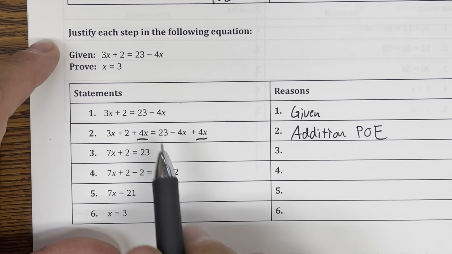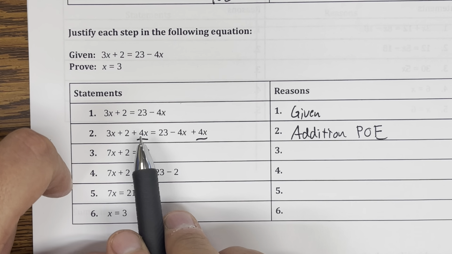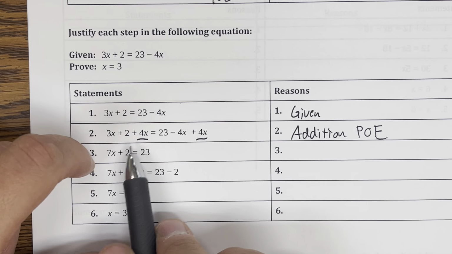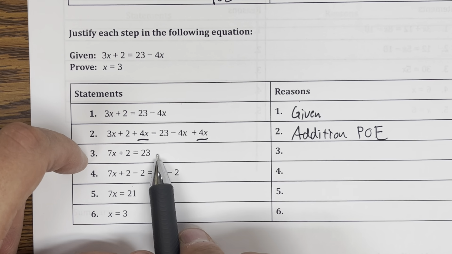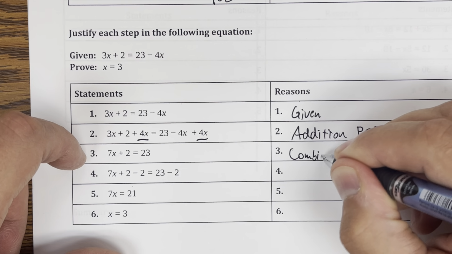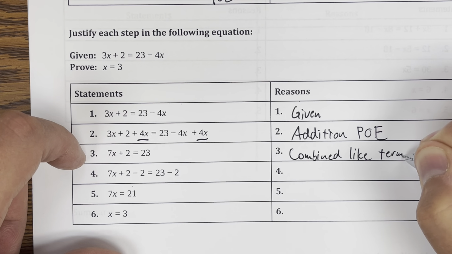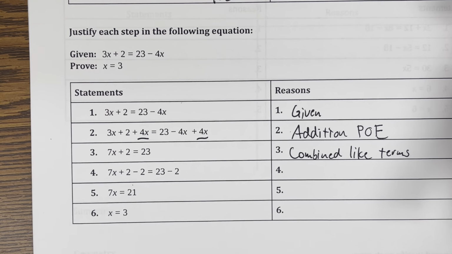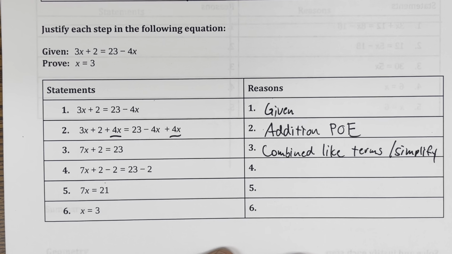The next step, we went from here to here. And in order for us to move here, we combined like terms. 3x and 4x added up to 7x. Negative 4x and 4x canceled off and gave us just a 23. So for us to move from step 2 to step 3, we combined like terms. You could also say combine like terms. Simplify. I don't care. You're going to see that used numerous ways. So you might state that it was simplifying or it was combining like terms.